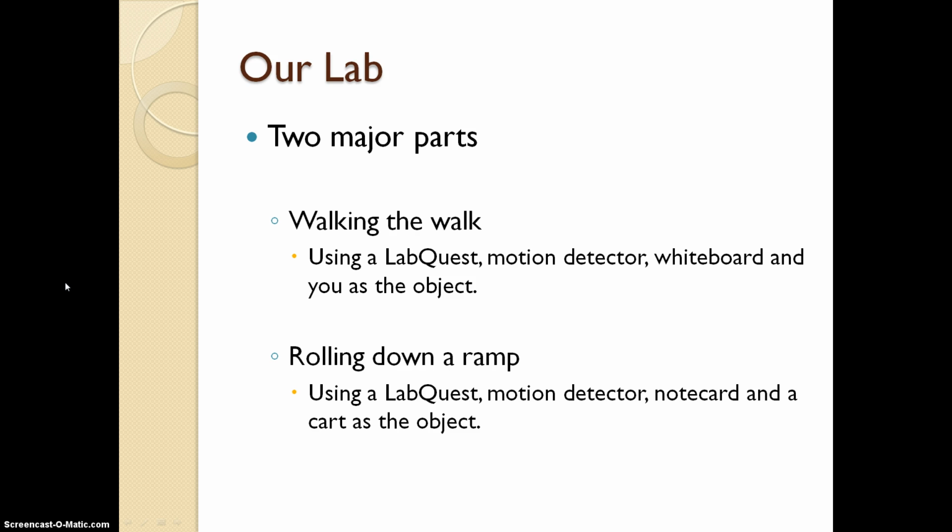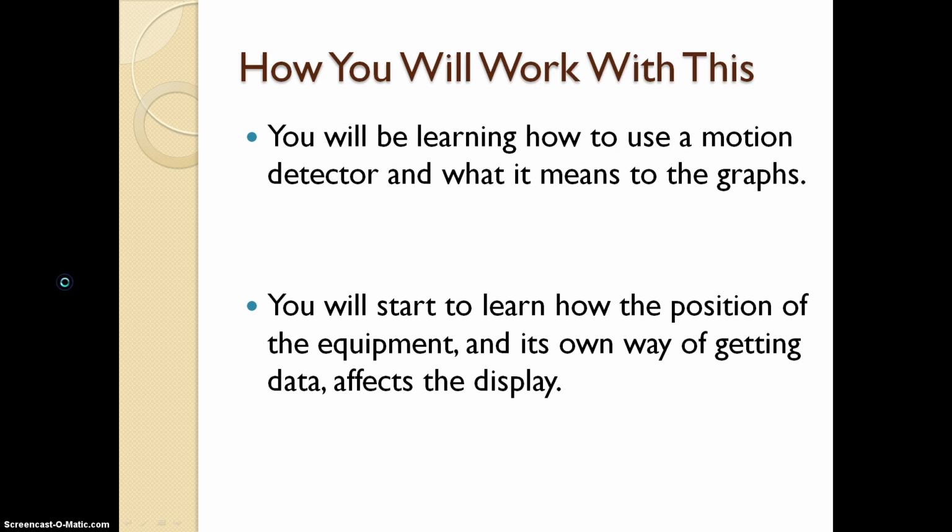And because of this, you're going to be using something called a LabQuest. It's pretty awesome. And a motion detector. When you're walking the walk, you're going to have a big whiteboard, and you're going to be the object walking back and forth. For rolling down the ramp, I don't want you actually rolling down the ramp, so instead we're going to use a cart with a note card taped on it. My whole point is that you're going to be figuring out how to use the motion detector and how it relates to the graphs. And also, even more importantly, how the position of the equipment and the equipment itself affects the graph and what you get.